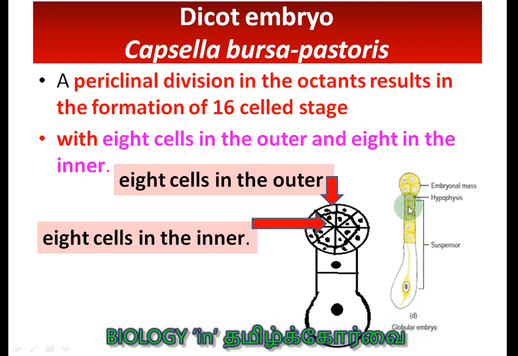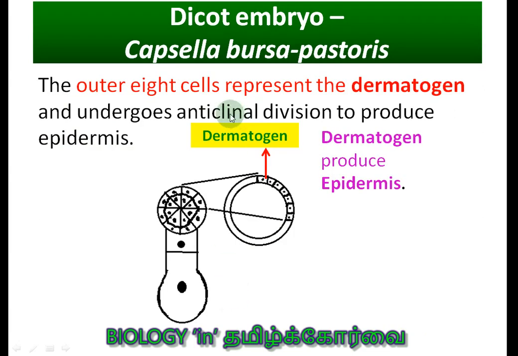Globular embryo. This is a globular embryo with a long suspensor. This suspensor part we will cover afterwards. Now, this embryo gives the appearance of a globe, more or less spherical structure. Now, the outer 8 cells represent the dermatogen. So, outer 8 cells, dermatogen, right?